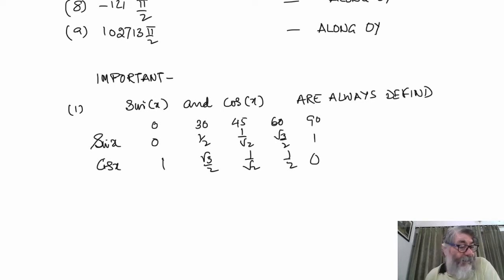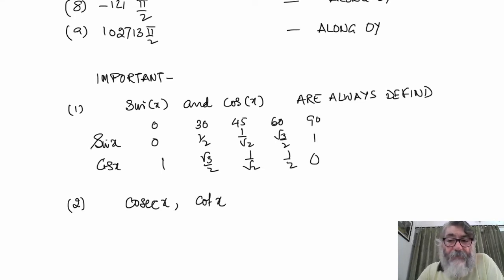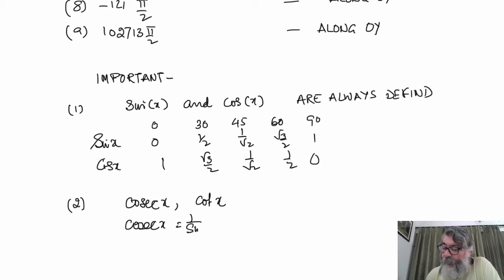The question of cosec x and cot x. Okay, let's take cosec x and cot x. Now cosec is the opposite of sine, 1 upon sine. So where sine is 0, cosec x cannot be defined. Cosec x is what? Cosec x is 1 upon sin x. Where sin x will become 0, cosec x cannot be defined.